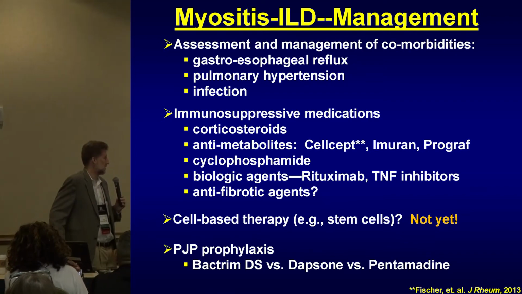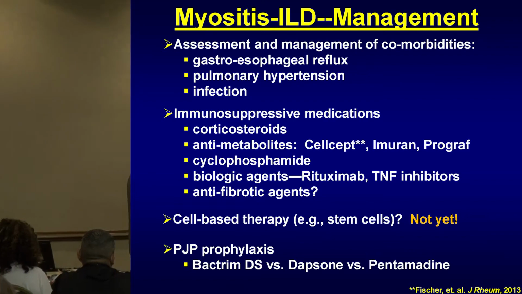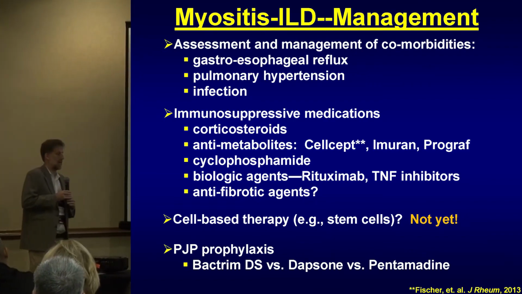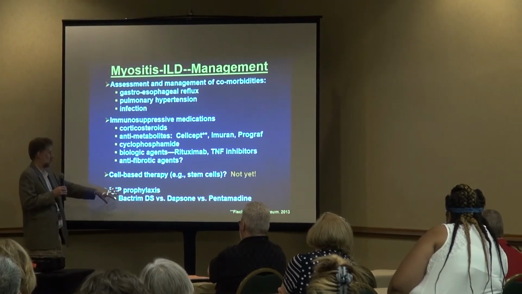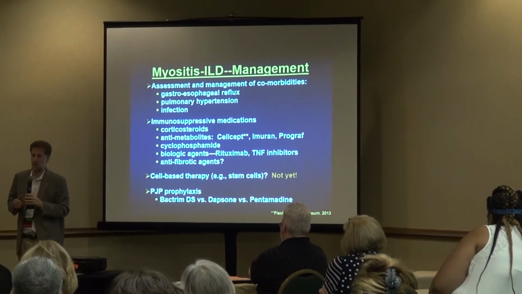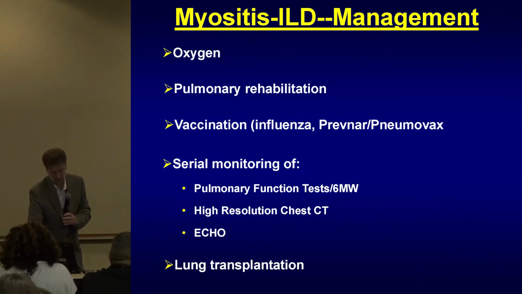There's a particular kind of infection called PJP or pneumocystis, and knowing that it can be promoted by use of these medicines, we often will put people on one of these antibiotic regimens to prevent that particular type of infection from occurring.